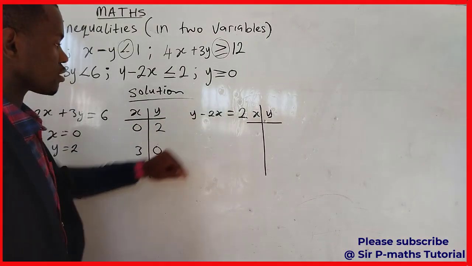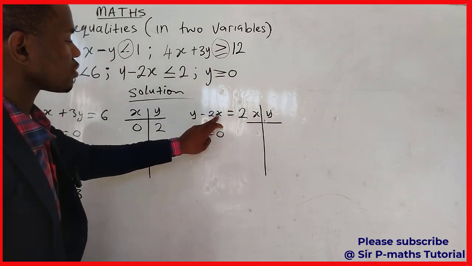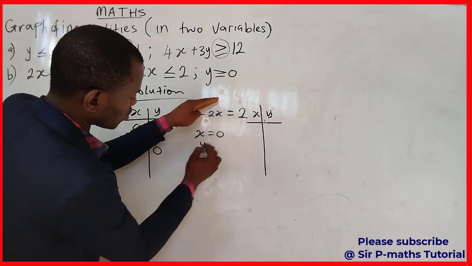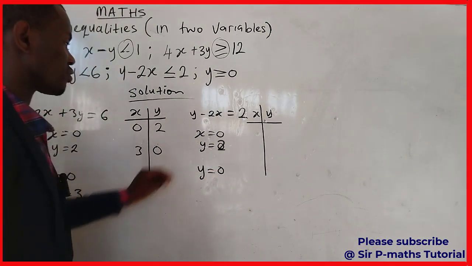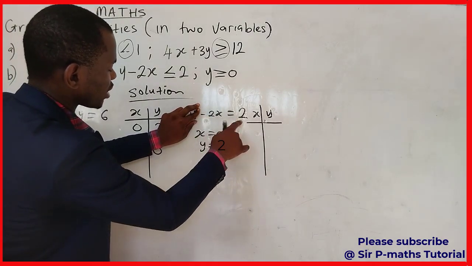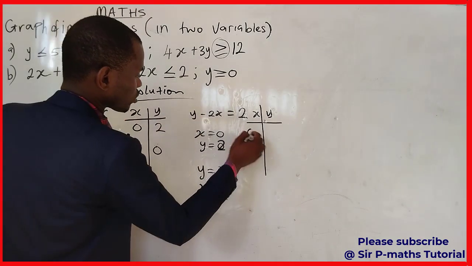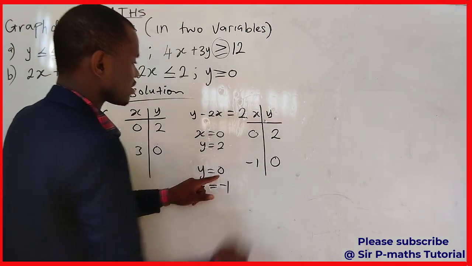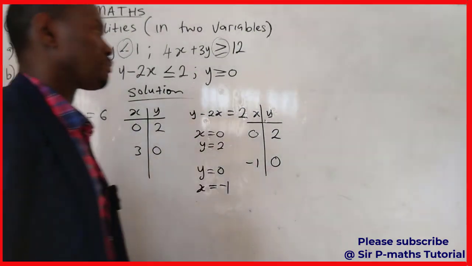Move over to this one. The same thing. If x is 0, that means 2 times 0, this is gone. y is equal to 2. Then in turn, if y is 0, this is 0. Use minus 2 and divide both sides. My x becomes minus 1. That means I have 0, 2 and minus 1, 0. For the third one, we are going to be plotting it direct on a Cartesian plane.